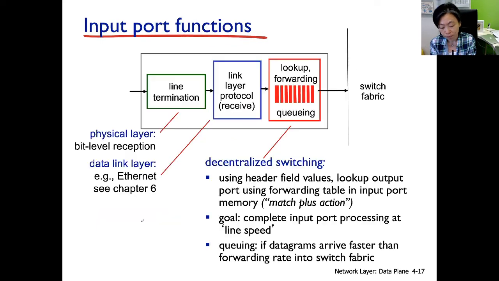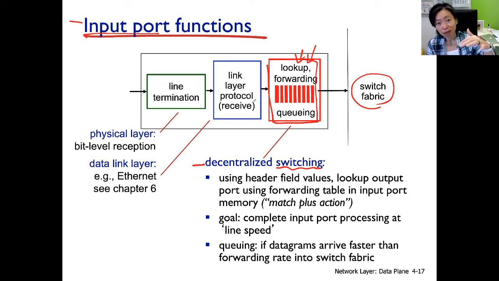Where does it happen? It's happening right here, the component that's connecting the input network interface to the switching fabric. What's being done there is essentially switching, and it's done in a decentralized way, meaning for each of these input ports, each of these input network interfaces, there's a lookup processor. So the forwarding of packets coming into each of these input ports is done in parallel across all these input ports. So that's what they meant here by decentralized.